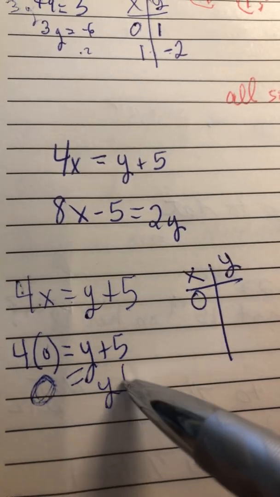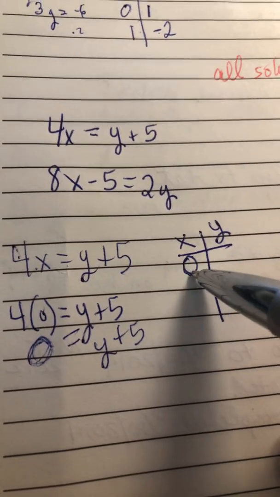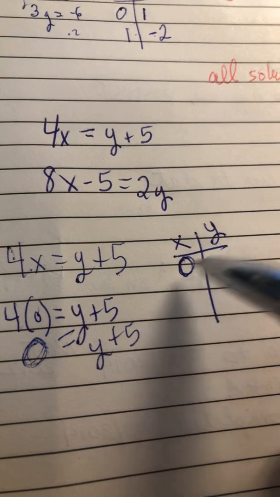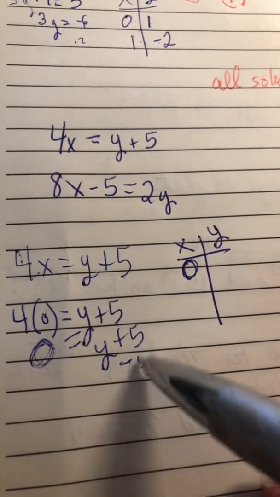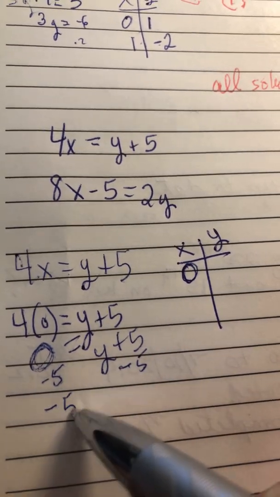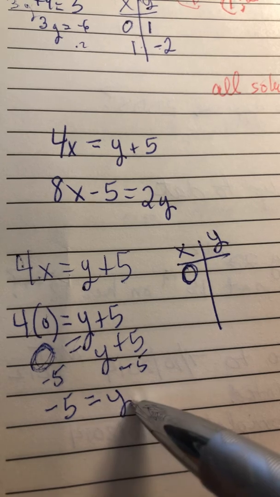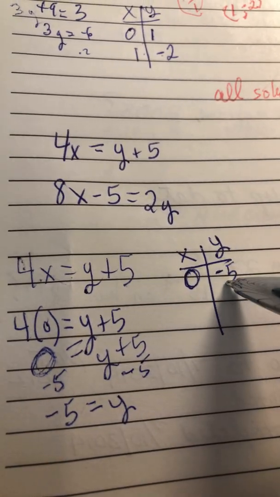equals y plus 5. And I want to solve for y because I don't know what y is. I decided that x was 0, so I want to know what the match to it is, and you have to do the math to find out. So to get y alone, we're going to subtract 5 from both sides because this is normal solving equations. So now we have negative 5 is equal to y. So when x is 0, y is negative 5.